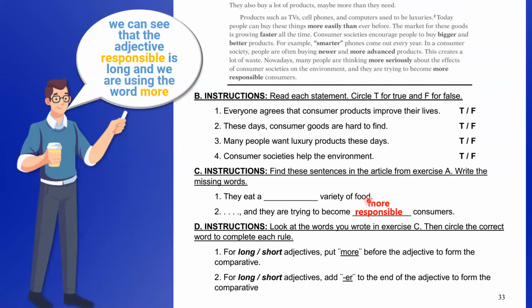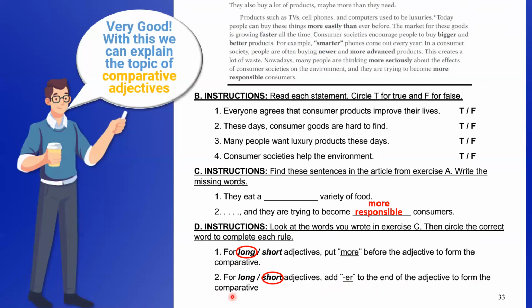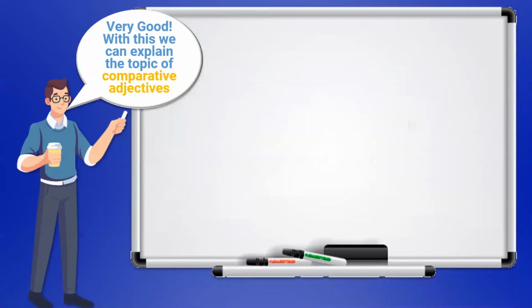We can see that the adjective is responsible, is long, and we are using the word more. So the answer for the first rule is long. And the answer for the second rule is short. For short adjectives, add er at the end of the adjective to form the comparative. Very good. With this, we can explain the topic of comparative adjectives.